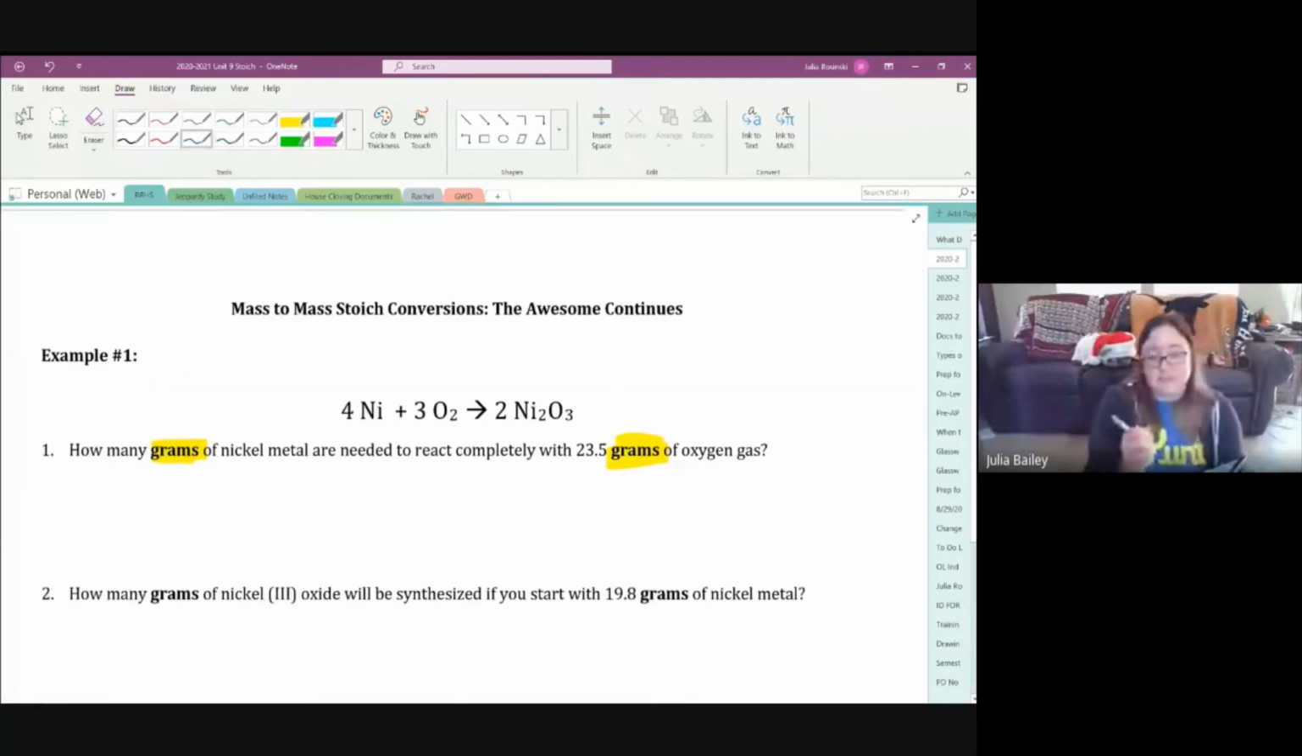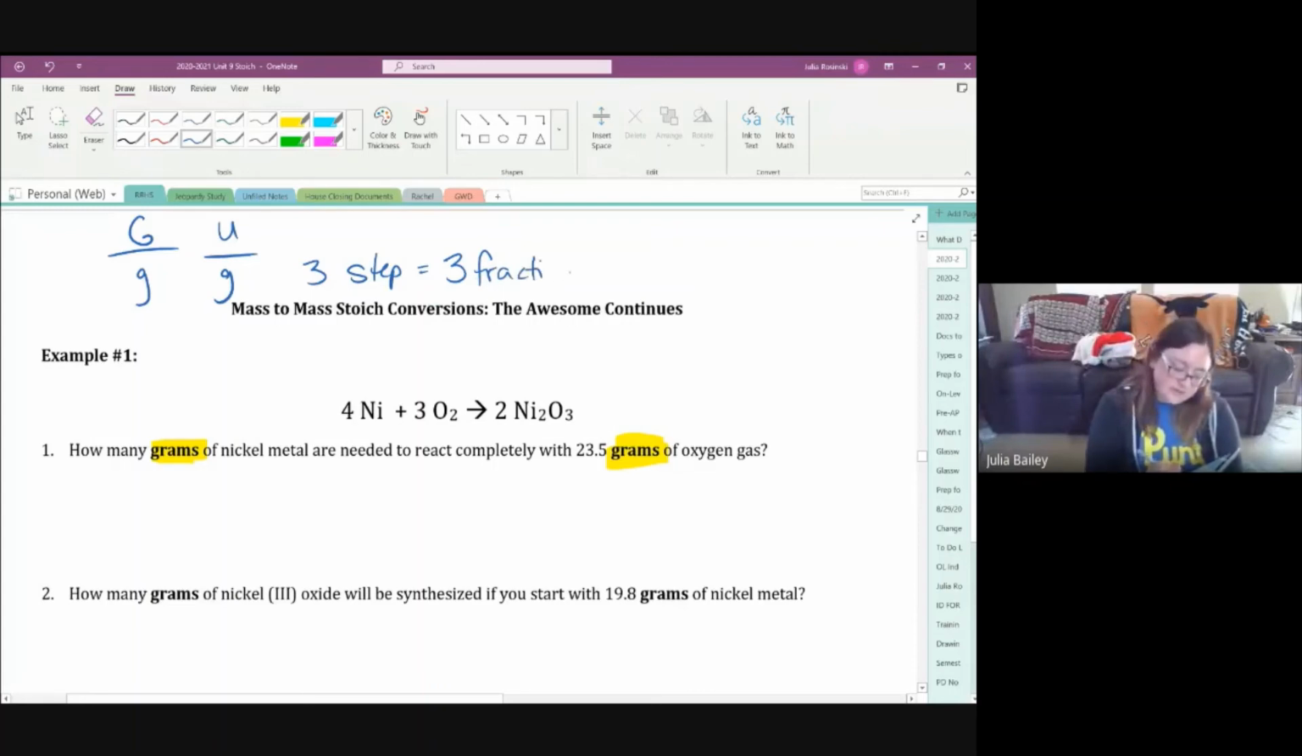We had previously talked about how many steps and how many fractions for when your given and unknown are moles and moles, or when your given and unknown are moles and grams. If your given is grams and your unknown is grams, guess what, my friends? That is a 3-step problem. You're gonna need 3 fractions.